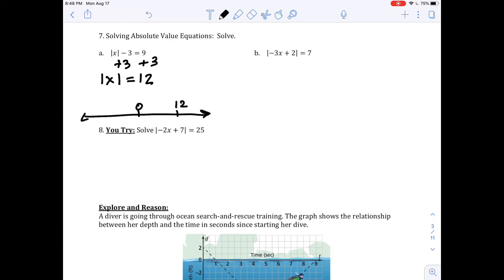So 0, 12, and negative 12. So this is 12, and this is 12. And both of them are positive because distance is always positive. We would never say that we traveled a negative 3 miles. So distance is always positive.